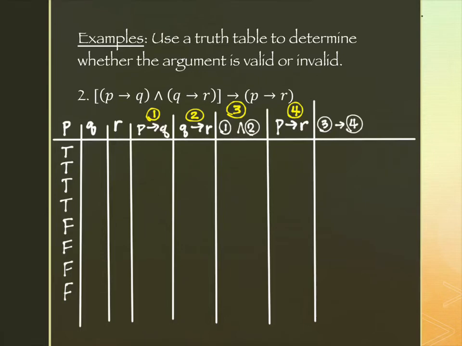What will column Q do? Yeah, so it'll alternate in pairs, right? True, true, false, false, true, true, false, false. And how about the R column? Yeah, it'll oscillate trues and falses all the way down. So true, false, true, false, true, false, true, false.